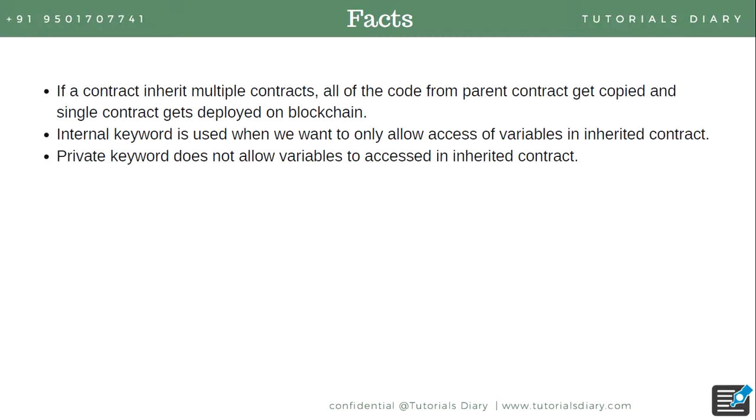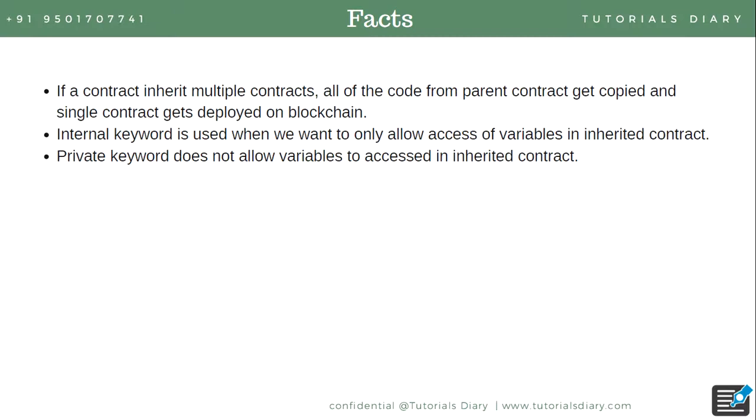Now we also mentioned that a child contract can inherit multiple parents: parent 1, parent 2, parent 3 and parent 4. So what happens when we deploy that child smart contract on a blockchain? At runtime, all the code you have in a parent contract gets copied to your child contract and it becomes only one smart contract.